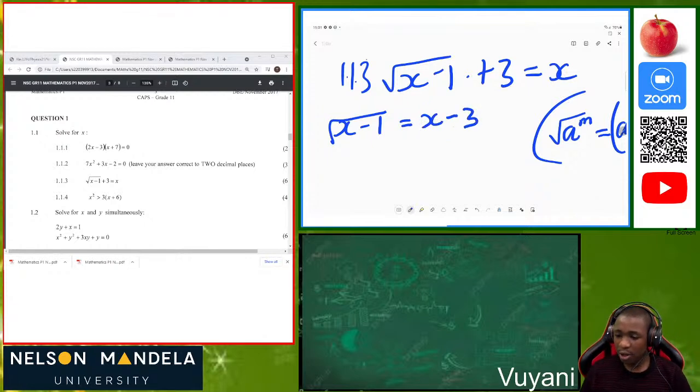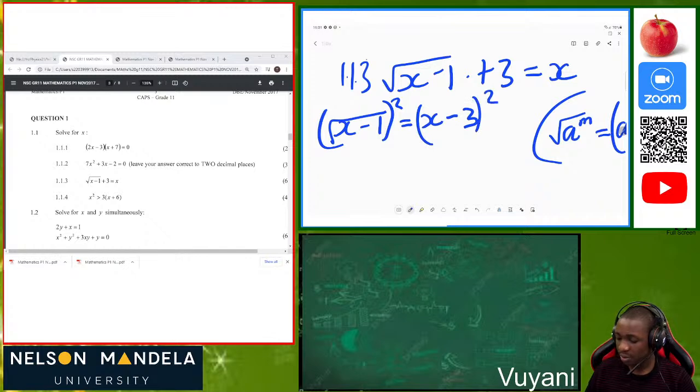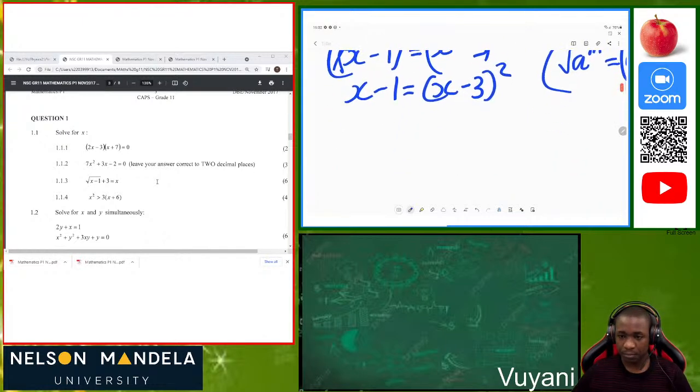Now, in order for us to remove the square root, we have to square both sides, so that we can be able to remove this square root. Squaring both sides, that will lead us to have this and this. They'll cancel each other. Then you'll be left with x minus 1 is equal to (x minus 3) all squared.